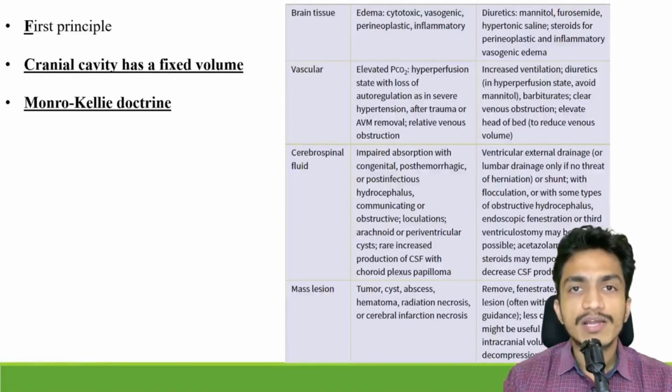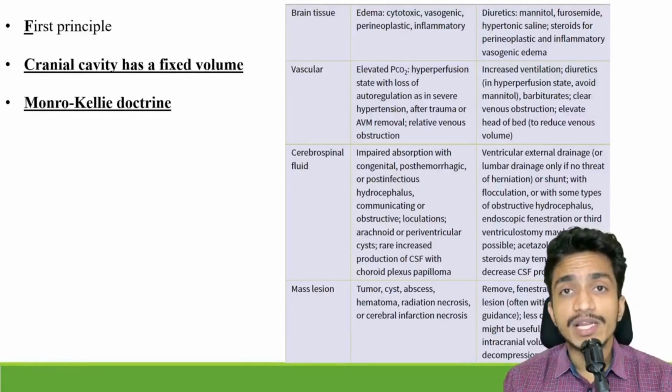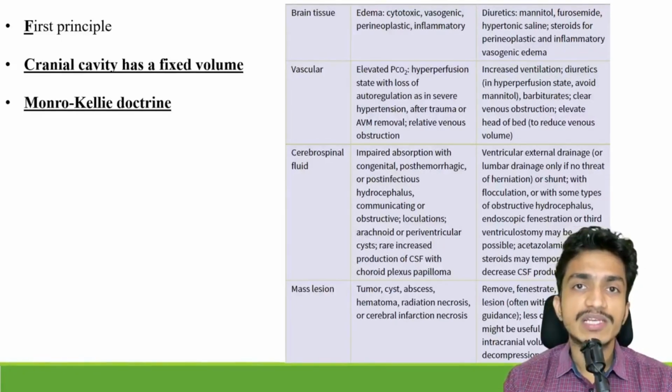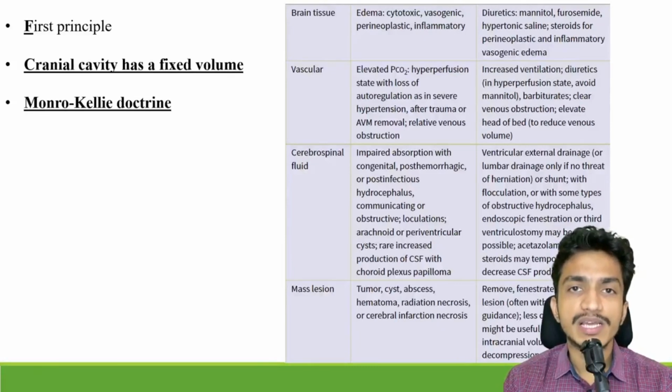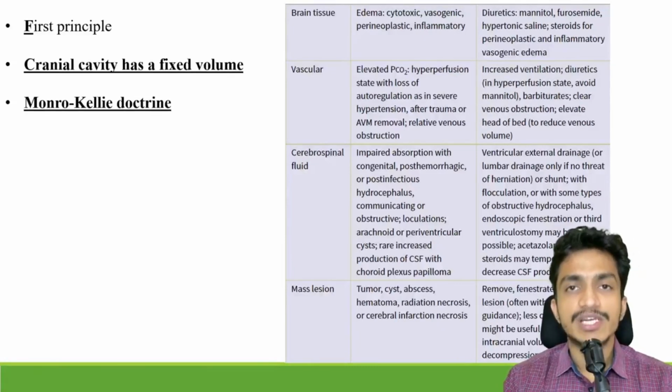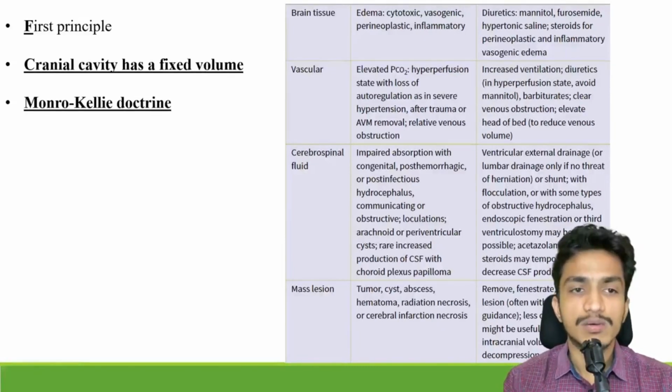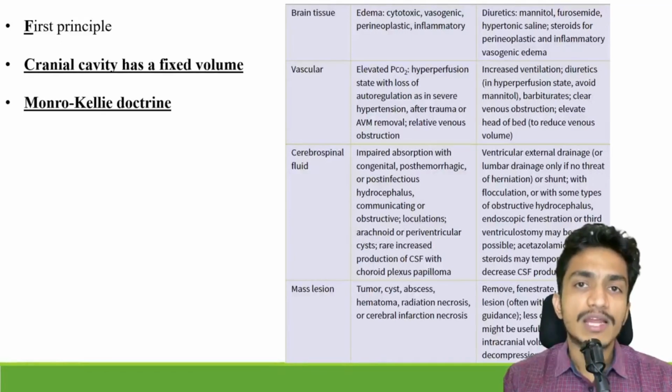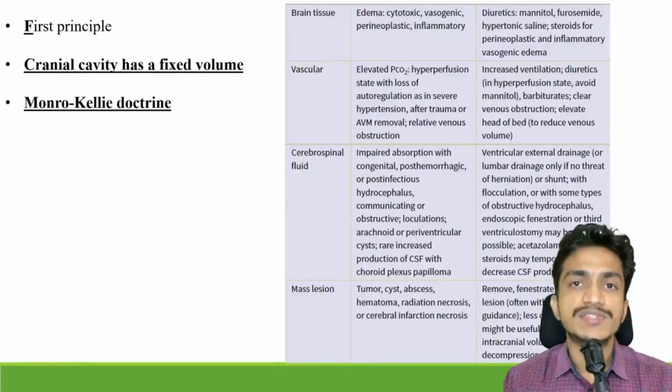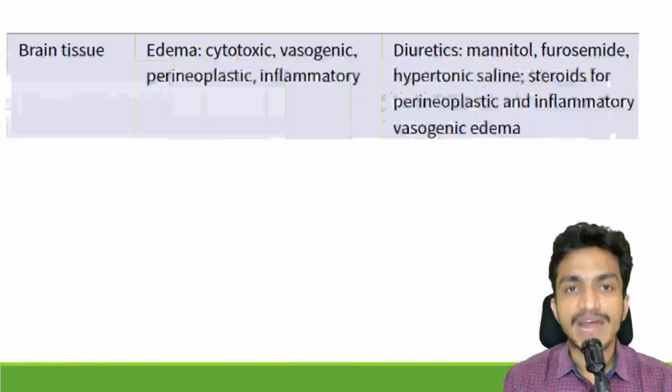The Monro-Kellie doctrine indicates that if there is any kind of expansion of any of these systems, there will be compression or decrease in the size of the other systems. So basically, if there is any kind of hematoma, it will lead to compression of the brain tissue. If there is edema of the brain tissue, it will compress the vasculature. That is how the Monro-Kellie doctrine regulates the various physiological changes occurring due to various factors.